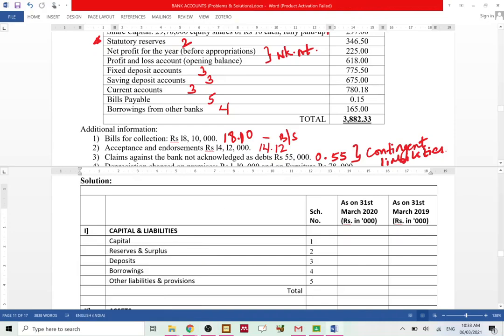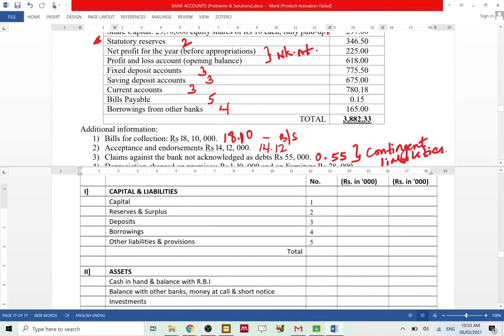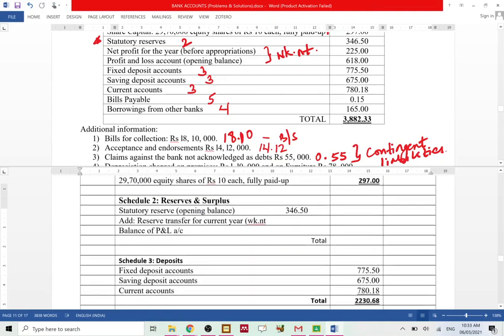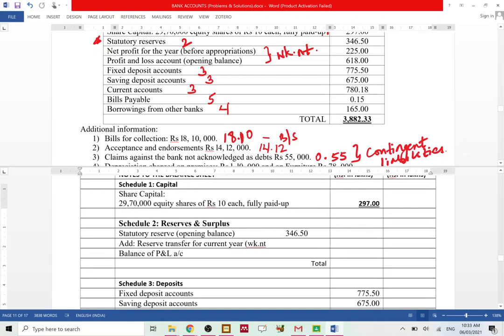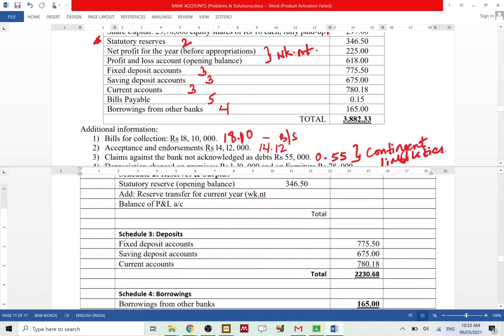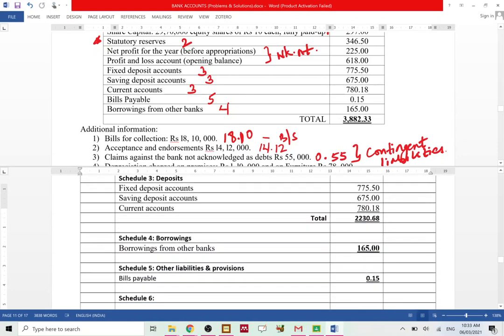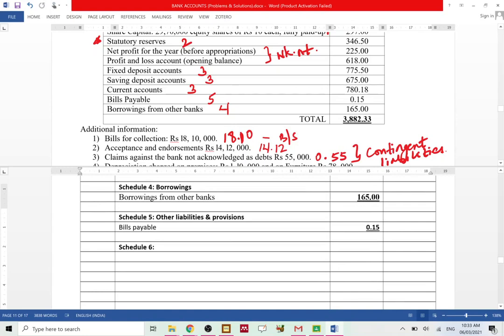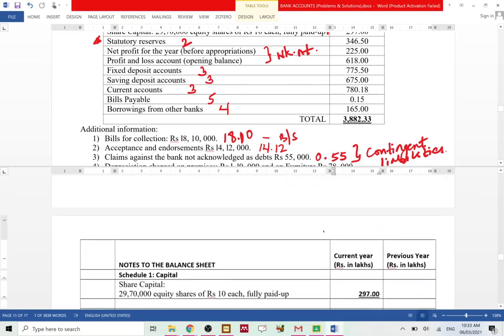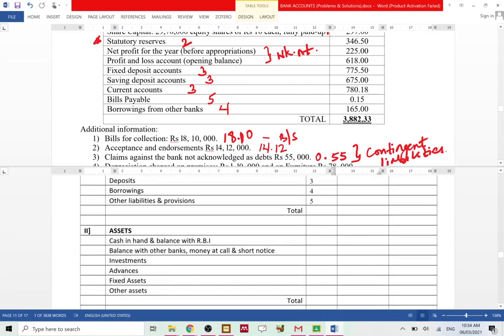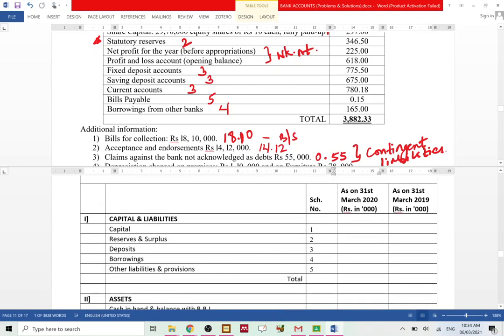So far we have completed the calculation of liabilities for the fifth problem. We have calculated the capital, a few adjustments still left in reserves and surpluses, and the other schedules under liabilities have been completed. So we got our final figures, which we would be transferring later on one by one to your actual balance sheet as per the schedule numbers.